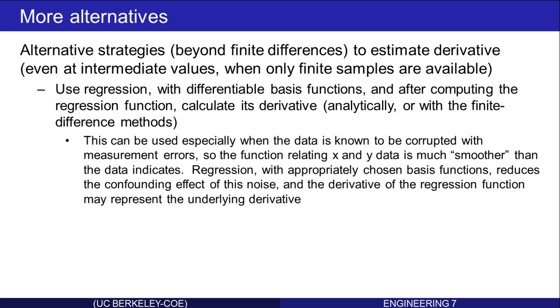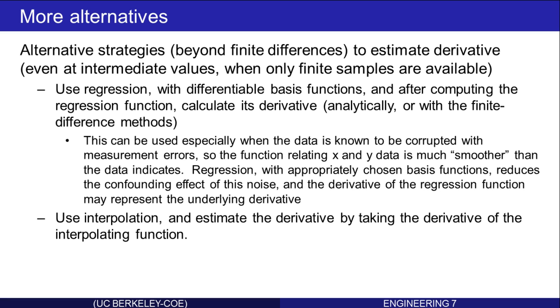This can be especially useful when the data is known to be corrupted with measurement errors, where the function relating x and y is actually much smoother than the data indicates. Regression will reduce the confounding effect of this noise, and the derivative of the regression function may represent the underlying derivative that you're looking for.